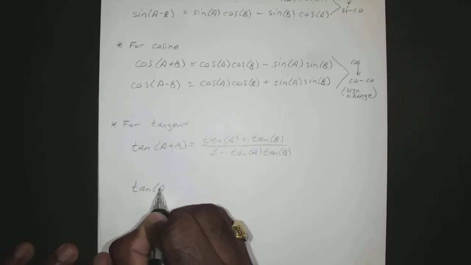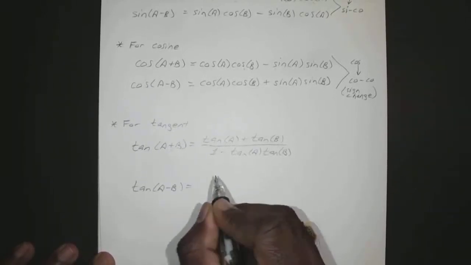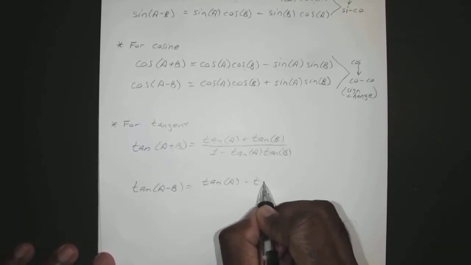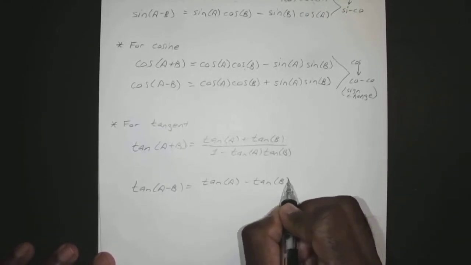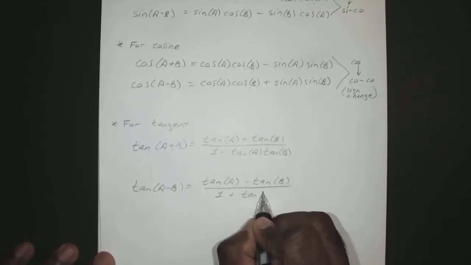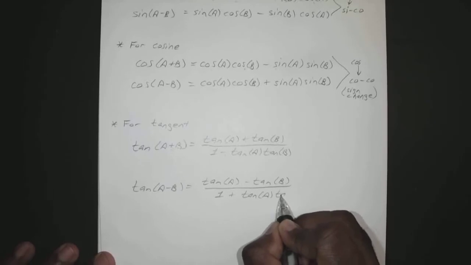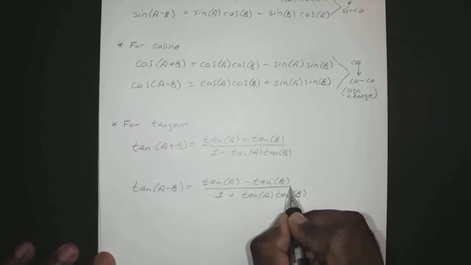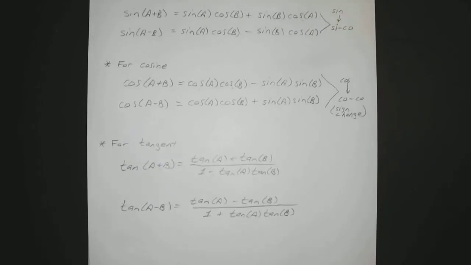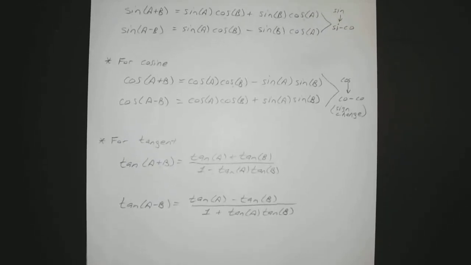So tangent of a minus b is going to equal tangent of a minus tangent of b all over 1 plus tangent of a times tangent of b. See if I can get all of them on there. Okay. So those are your adding and subtracting formulas.